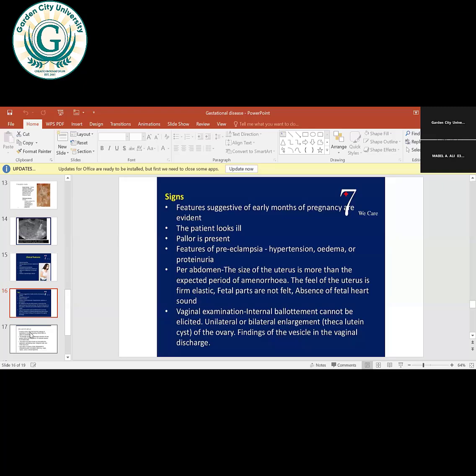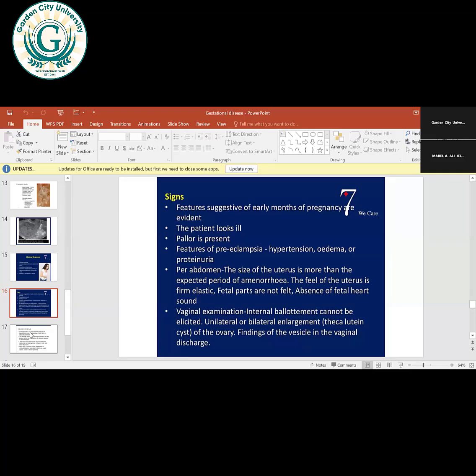Signs: features suggestive of early months of pregnancy are evident. The patient looks ill. Pallor is present. Features of preeclampsia: hypertension, edema or proteinuria. Per abdomen, the size of the uterus is more than the expected period of amenorrhea. The feel of the uterus is firm, elastic. Fetal parts are not felt. Absence of fetal heart sound. Vaginal examination. Internal ballottement cannot be elicited.